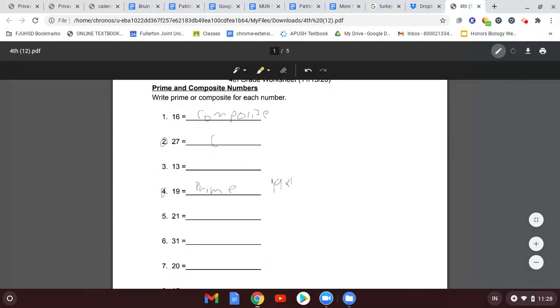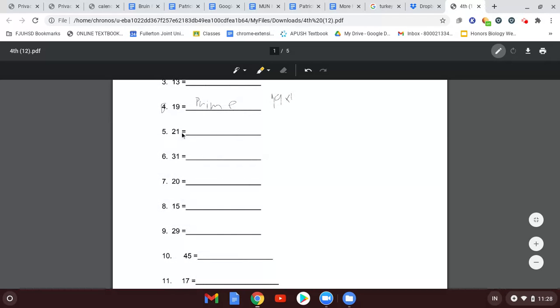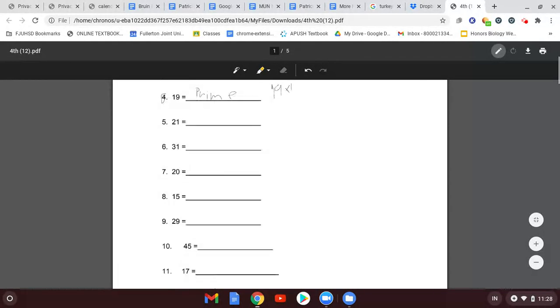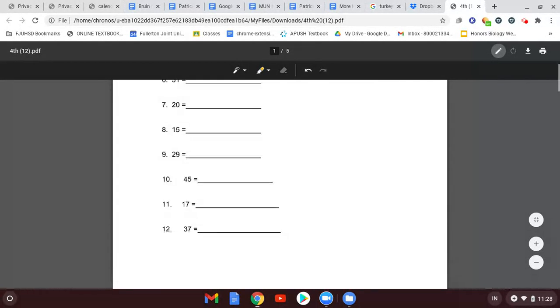13, on the other hand, is a prime number because 13 times 1 is 13. However, you cannot make 13 with other numbers. Okay, so that's a prime. 21 is not a prime number because 21 can be made by 7 times 3. 31 is a prime number because it can only be made by 31 times 1.